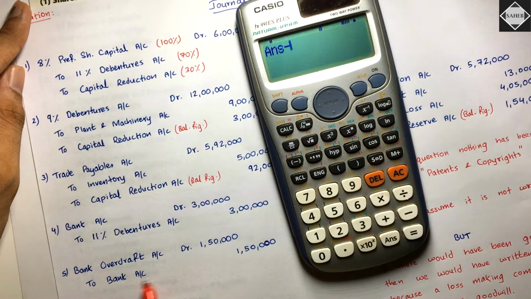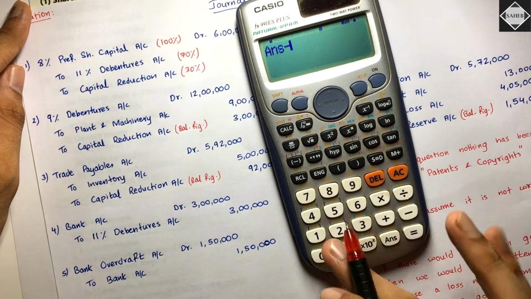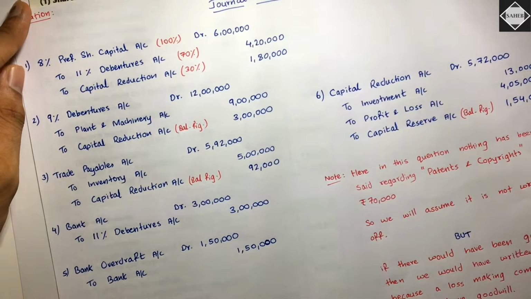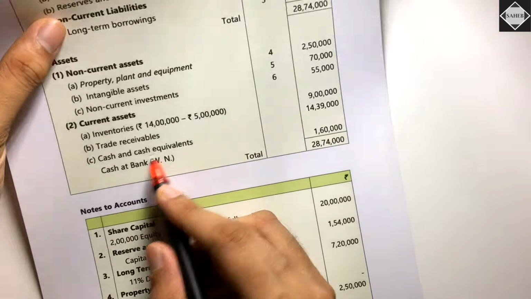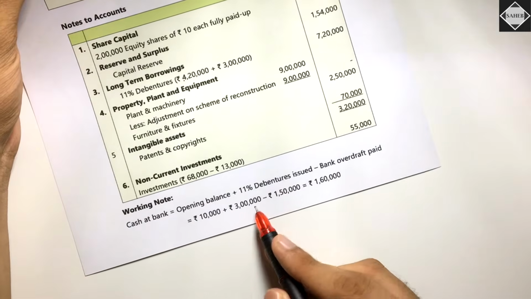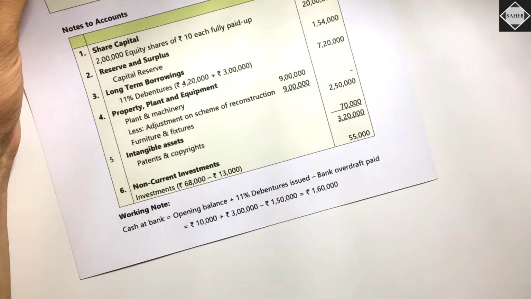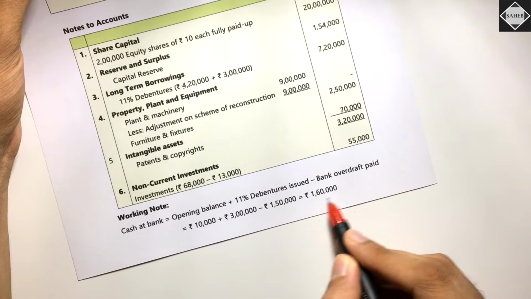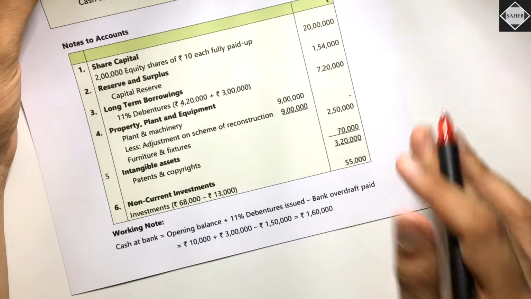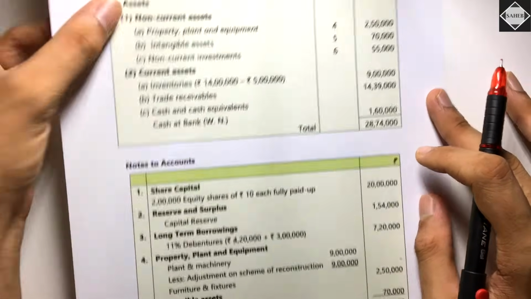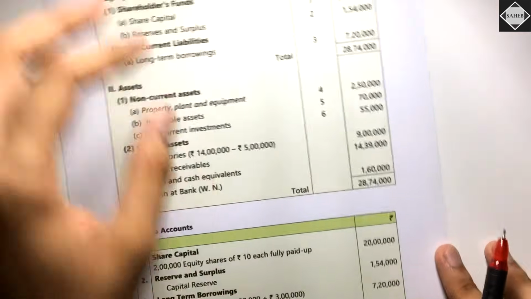And then we have made a payment of bank overdraft of 1 lakh 50,000. So 3 lakh 10,000 minus 1 lakh 50,000 is equal to 1 lakh 60,000. So 1 lakh 60,000 balance should be there in cash at bank. See here, opening balance 10,000 plus the 3 lakh which we received from the fresh issue of debentures, and then the bank overdraft payment. So at last we have 1 lakh 60,000. Is it clear? So this is the balance sheet. Simple and straightforward. Everything has been eliminated in this question.